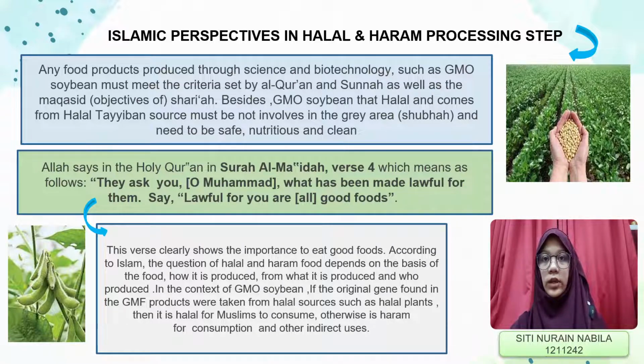According to Islam, the question of halal and haram food depends on the basis of the food, how it is produced, from what it is produced, and who produced it. In the context of GMO soybean, if the original gene found in the GMO product was taken from halal sources such as halal plants, then it is halal for Muslims to consume. Otherwise, it is haram for consumption and other indirect uses.